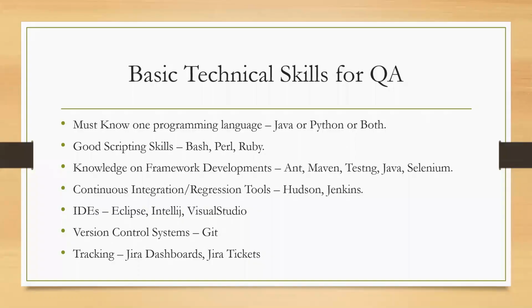So back to the presentation. So basic technical skills needed for QA. These are the basic skills any QA engineer must be aware of. You should have at least one programming language hands-on. Java, Python, or both is always good. And good scripting skills are needed.